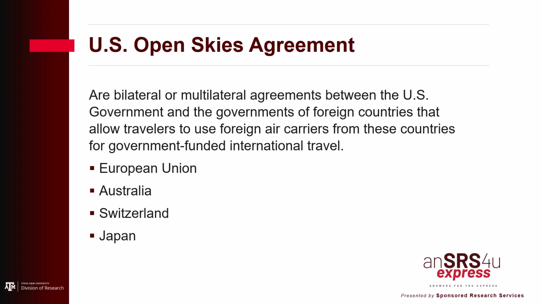Note, as of January 1st, 2021, the United Kingdom is no longer a member of the EU. Consequently, the Open Skies Agreement with the EU does not pertain to the UK. Travelers must use a U.S. flag carrier to travel from the U.S. to the UK, and not a UK airline.